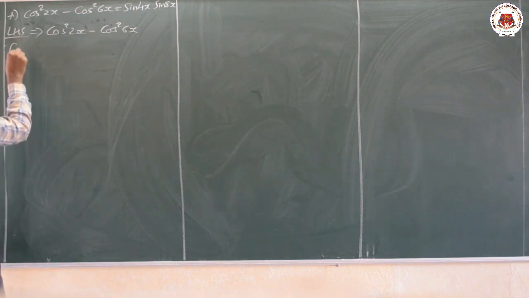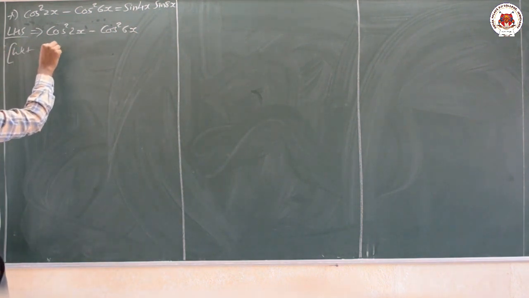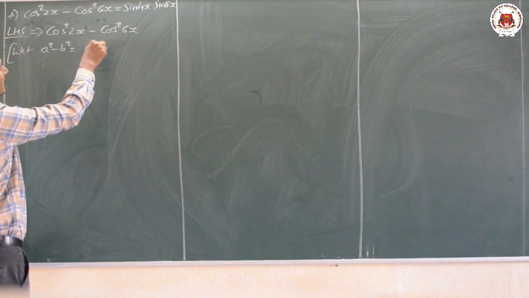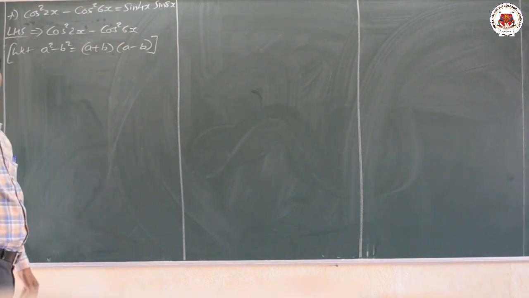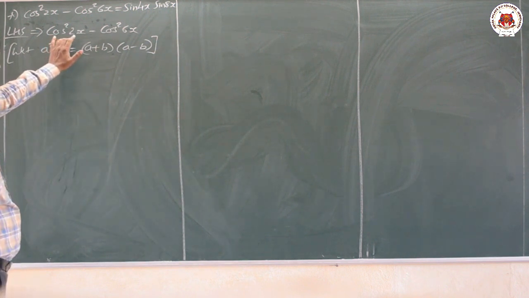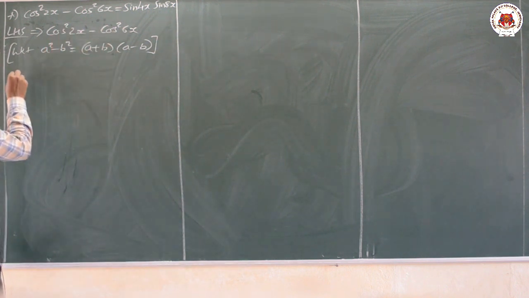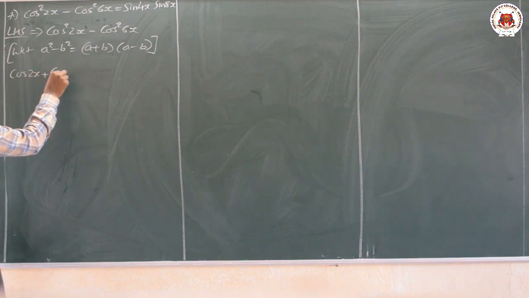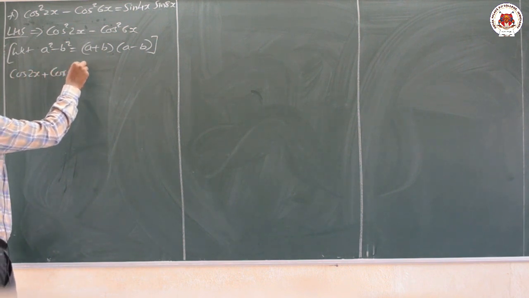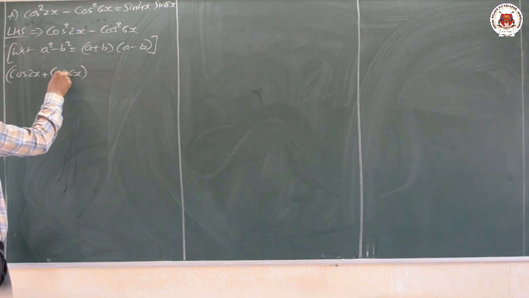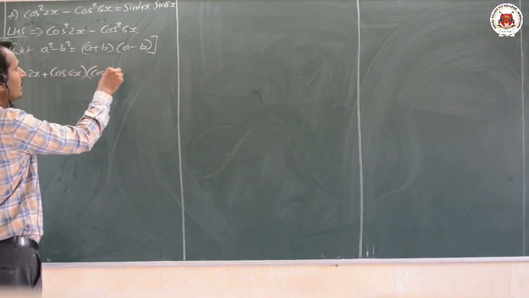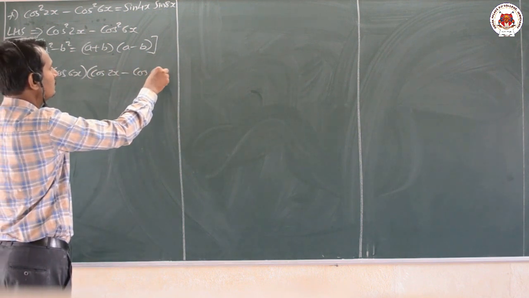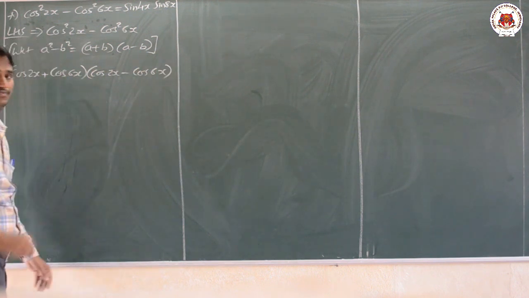Now here we know the formula. What formula? That is a square minus b square, that is nothing but a plus b into a minus b, dear students. Now here we can write cos square 2x minus cos square 6x, that is nothing but cos 2x plus cos 6x, into cos 2x minus cos 6x, these two formulas.